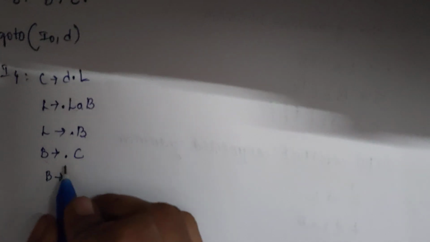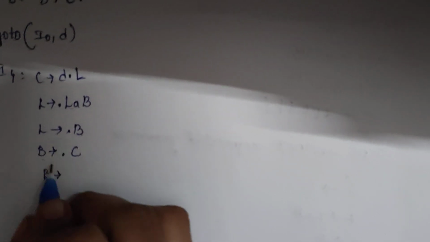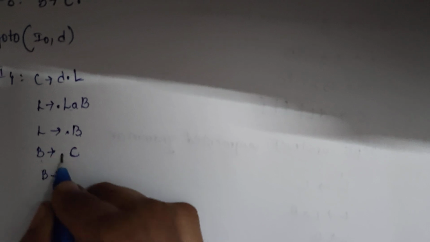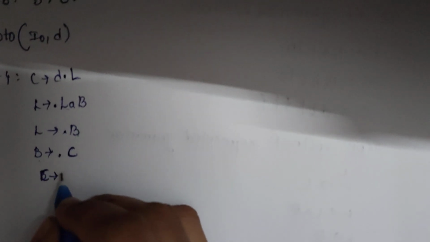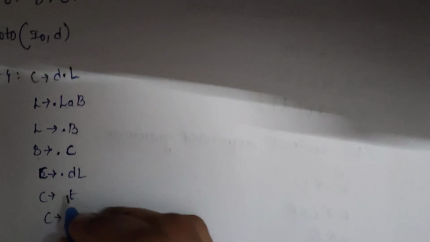What are the B productions? B produces C. Only we have B1, right? So B produces C, write the dot before it. Now C. The dot is following a non-terminal C. So write all the C productions. So C is producing DL. C is producing T. C is producing F. So write all the productions.